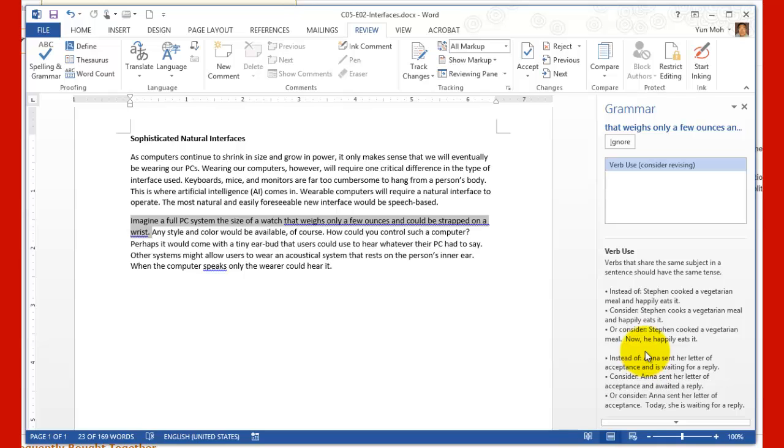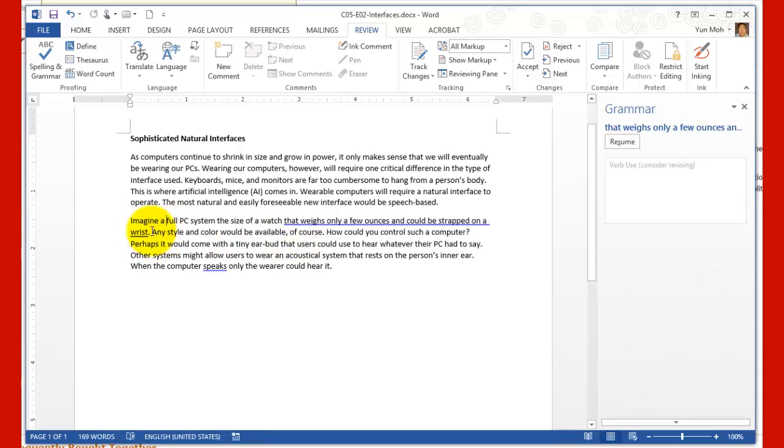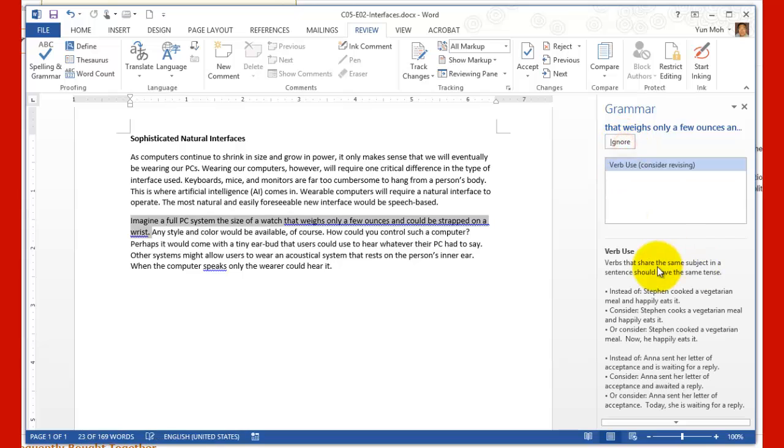What's going on? And it says verb use. What verb use? Okay, let's go ahead and read this and see what's going on. Imagine a full PC system the size of a watch that weighs only a few ounces and could be strapped on a wrist. So I think that's fine. Let me double check with my textbook.